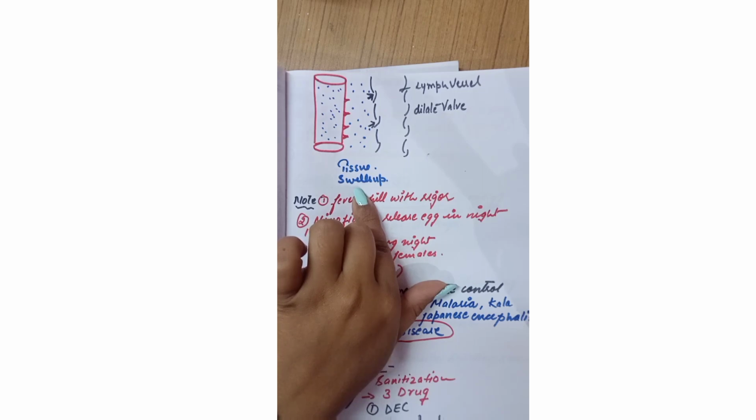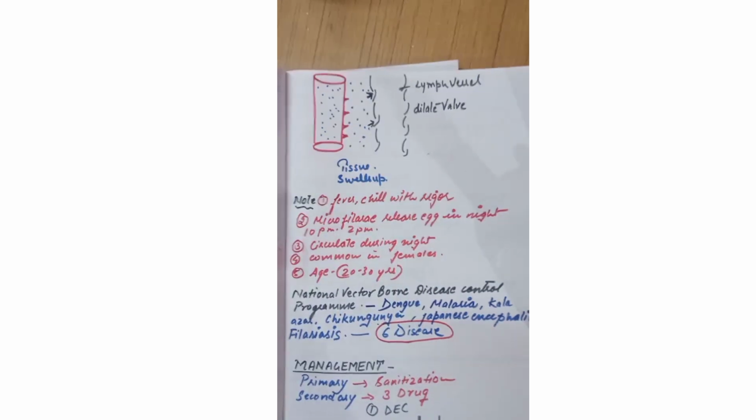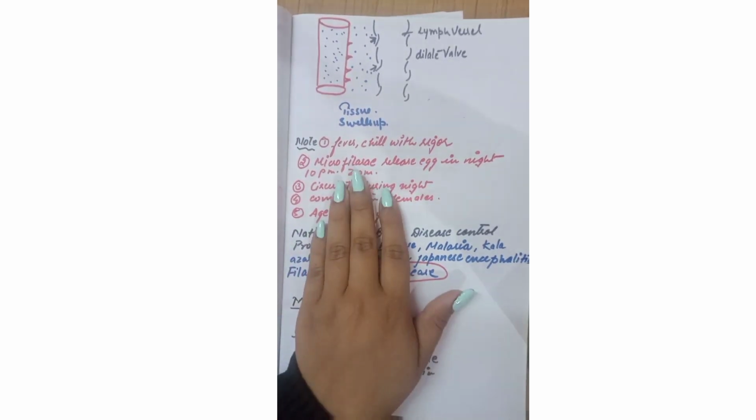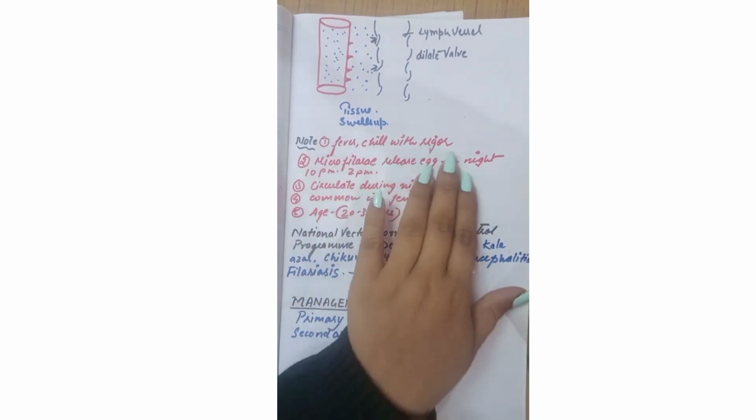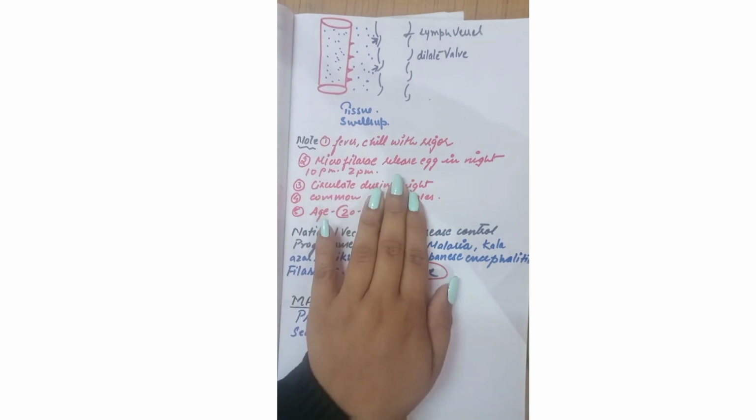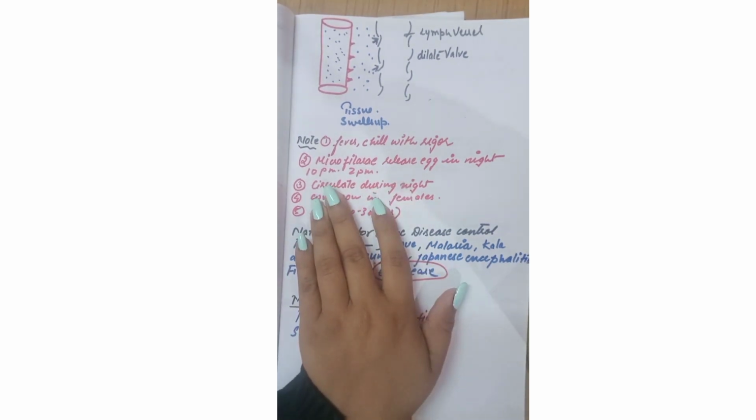Okay, mostly the swelling can be seen in the upper limb and the lower limb, or the nipples of the woman, and the penis in men. So here are some important points: during filariasis patients suffer from fever, chill with rigor. Rigor means shivering. And the microfilariae, which are the L1 larva, always circulate at night, coming out in the peripheral blood flow.